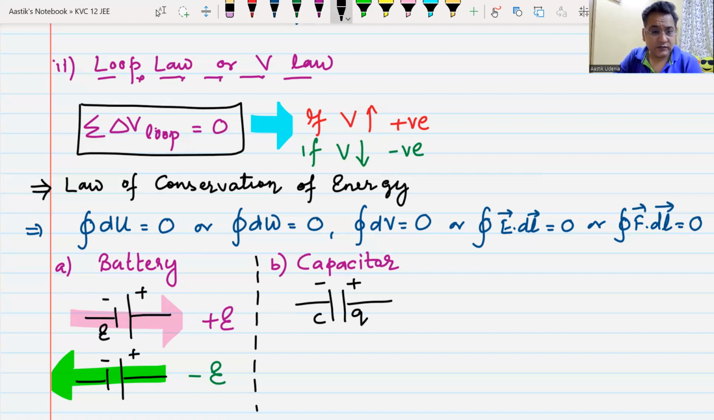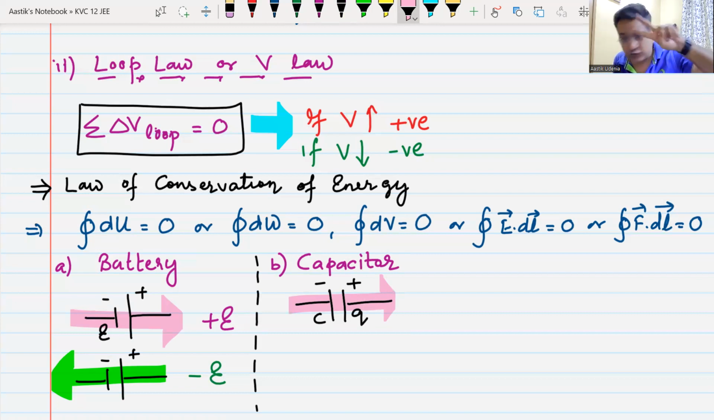Same as battery, sir. What do you mean by that, sir? So whenever I am moving across the capacitor from the negative terminal to the positive terminal, the potential change has to be taken as positive. Now, how much will be the potential change? For a battery, the potential change was plus or minus E. What will be the value for a capacitor?